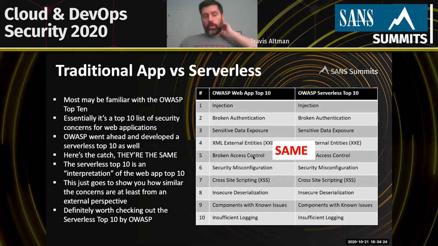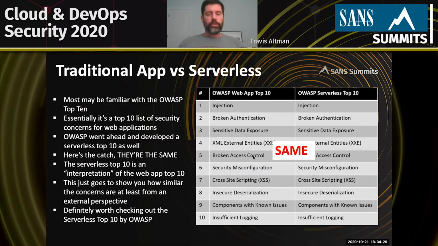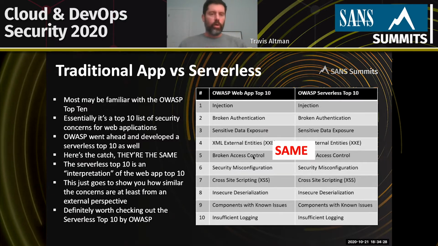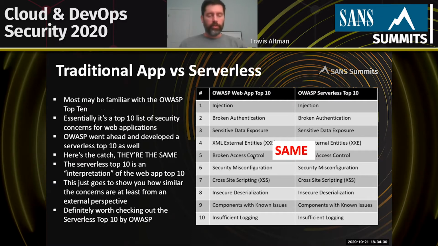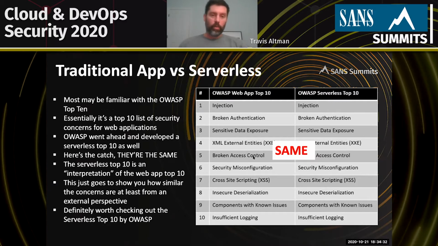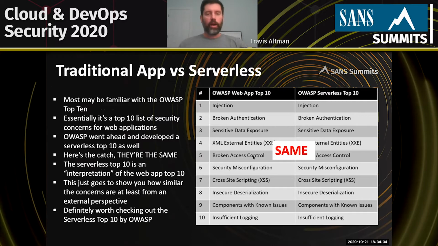So when we talk about traditional versus serverless, we go and look at OWASP. They have a top 10 that they developed for web apps. Well, they also came out with a top 10 for serverless.